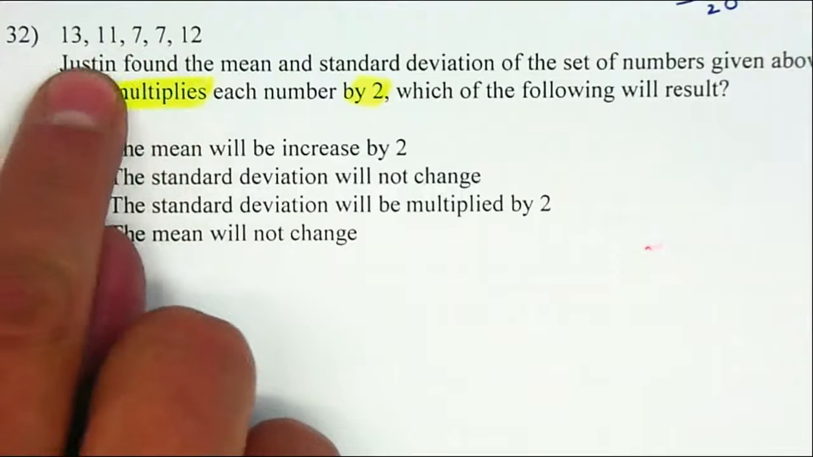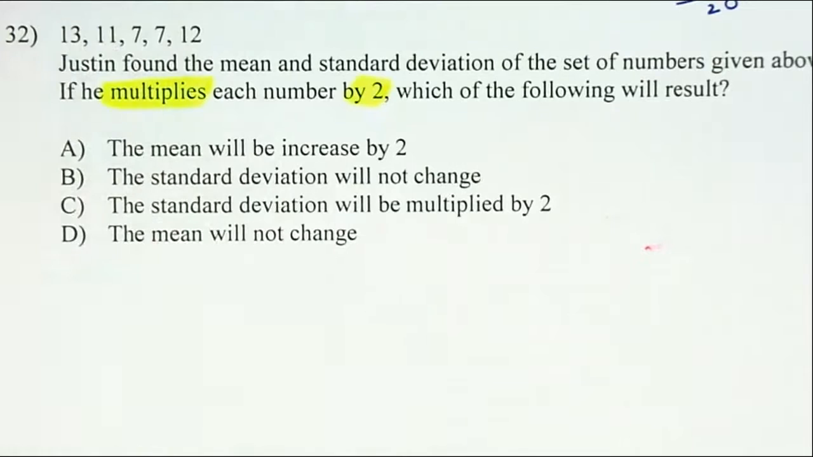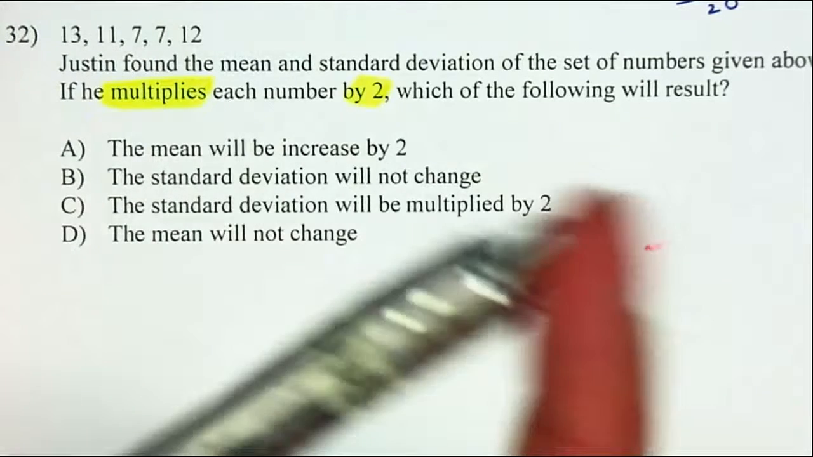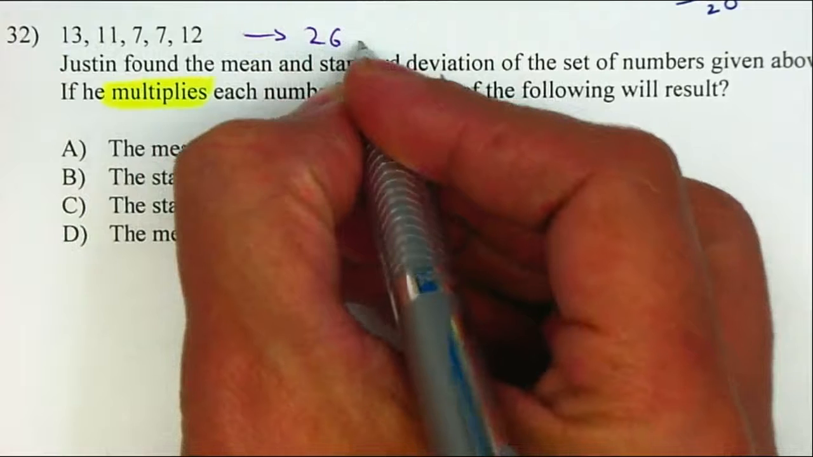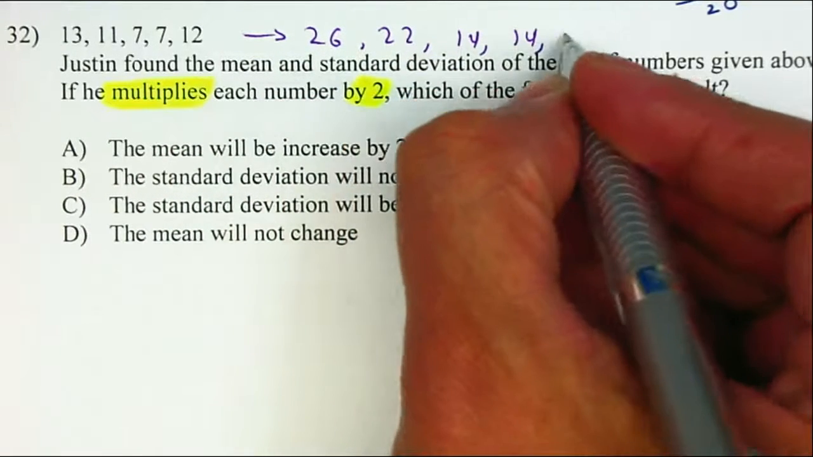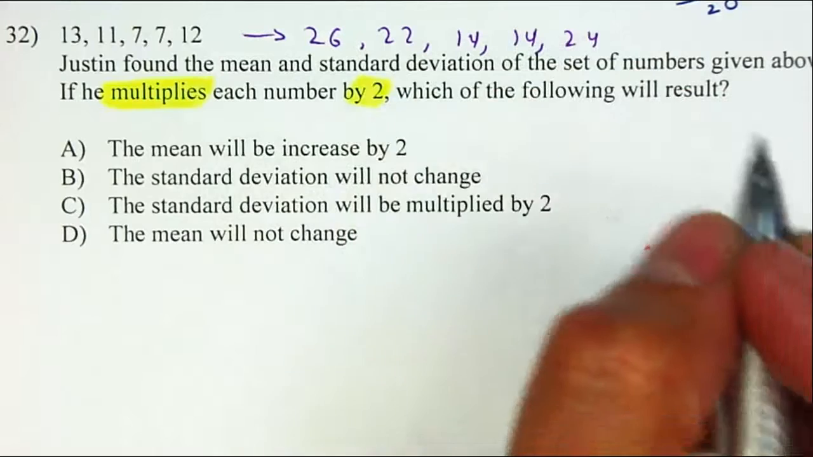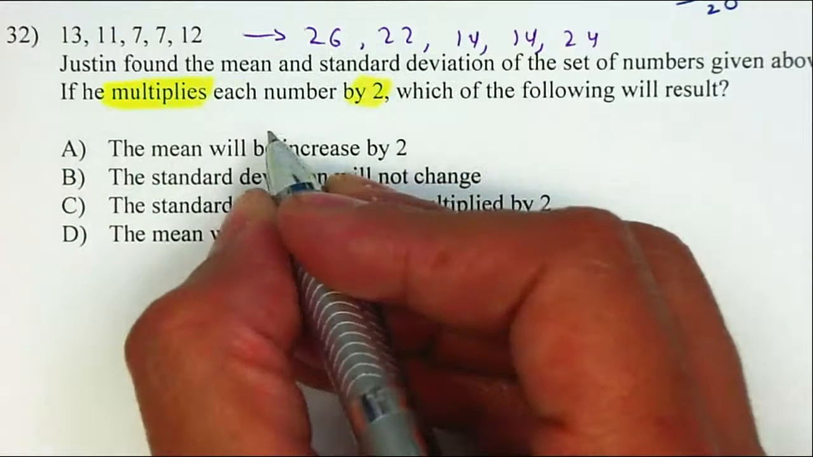So one way of doing it is just finding the average for the first one, and then multiply each number by 2. So the next numbers will be 26, then 22, then 14, then 14, then 24. Find the average for the first one, find the average for the second one, and see the difference.